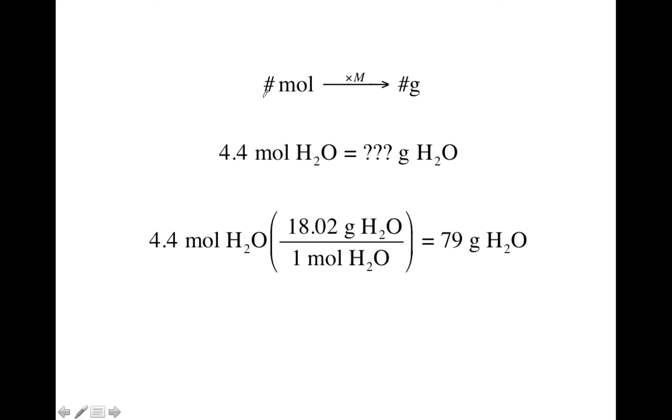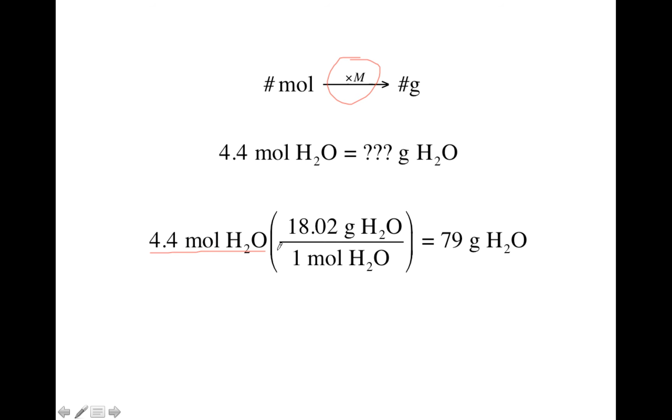In the first example, we are going to start with the number of moles, and we want to end up with the number of grams of a substance. So you simply take the moles and multiply by the molar mass from the periodic table. So in this specific example, 4.4 moles of water, and we want to know how many grams of water we have. So we write down 4.4 moles of water to start, and then we do a unit conversion factor.